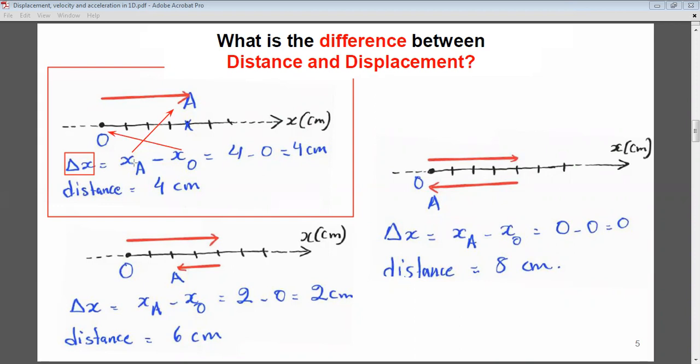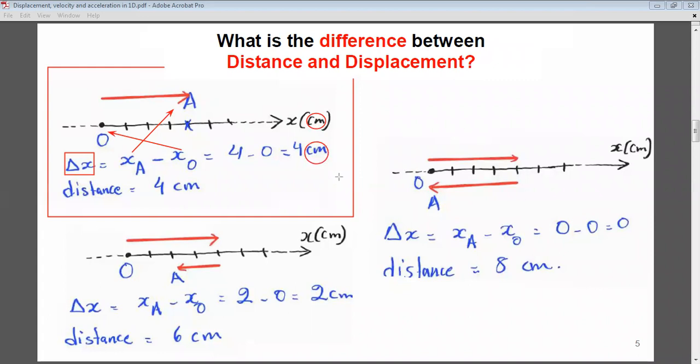So delta x is x of A minus x of O, which is equal, what is x of A according to this x-axis and this origin and this scale? It's 1, 2, 3, 4 to the right. So it is plus 4 minus x at O, which is 0. This is equal to 4 centimeters. It's very important, the unit, by the way. Displacement has the unit depending on what I put on the x-axis. So here the unit is centimeter.